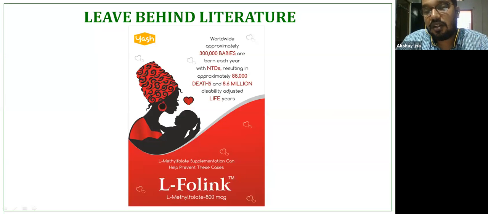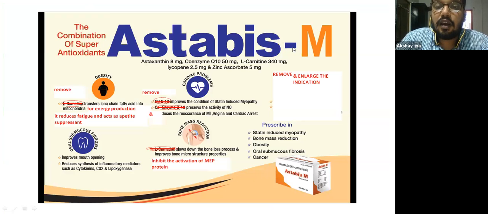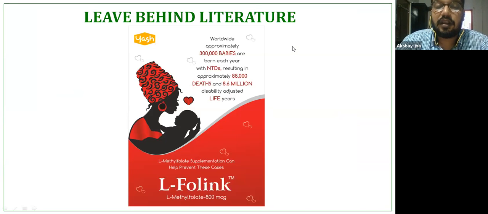But leave behind literature is something that you tell the doctor about and you just leave it behind, so that the doctor, whenever free, can read about it in detail. Your basic observation will be that leave behind literature has more text matter in comparison to visual aids, because we are leaving it with the doctor. So we know that whenever the doctor has time, the doctor will read through it, so it's okay to put extra content in it.